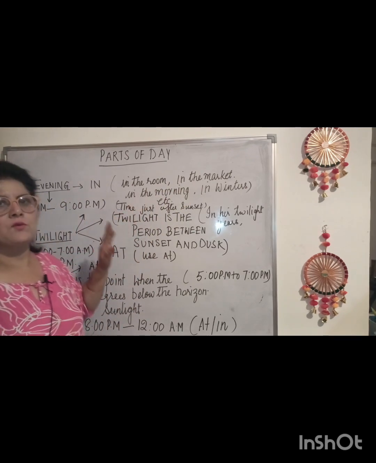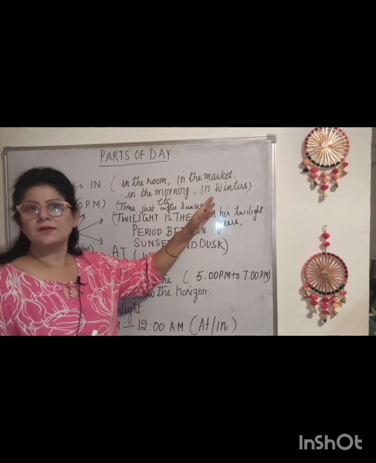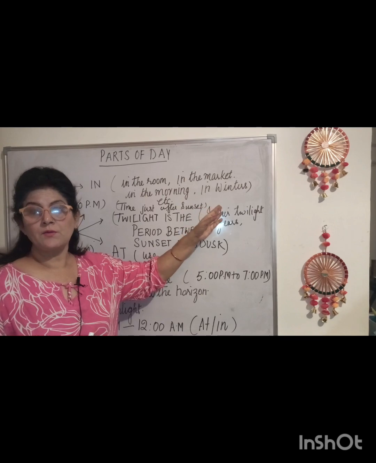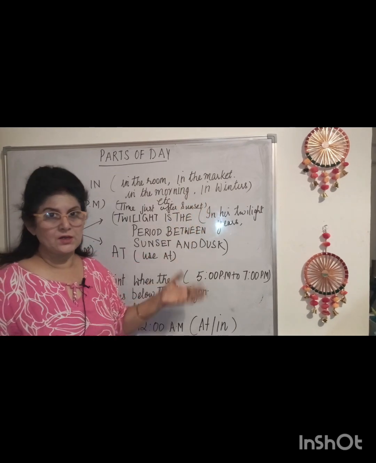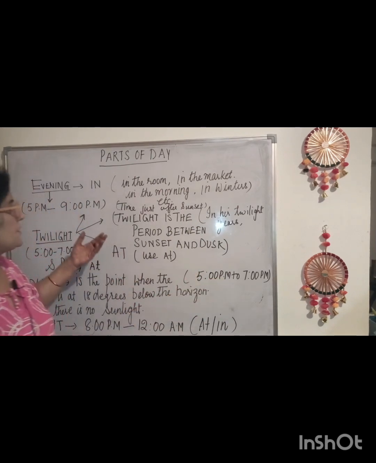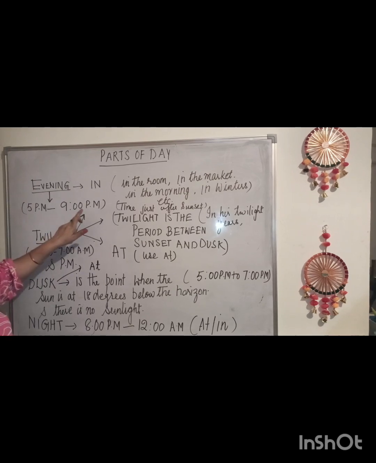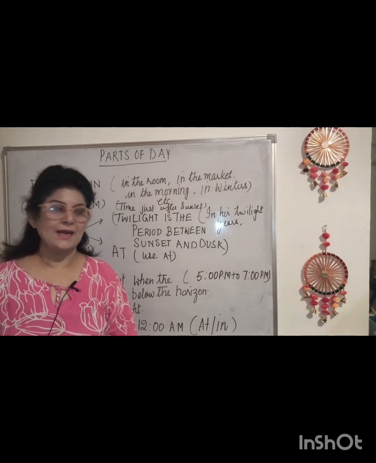In the morning I get up very early and in winters I enjoy myself. In winters it's very cold. Likewise you can make this many sentences. Now let's come to what is the time period in the evening. Time period is 5 p.m. to 9 p.m. Right? Now next we come to twilight.